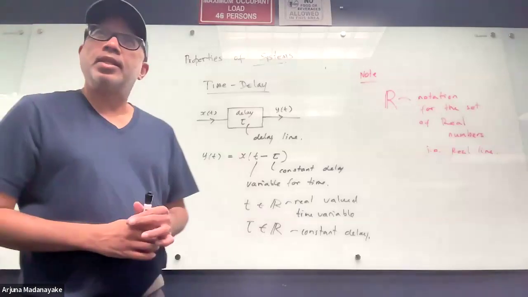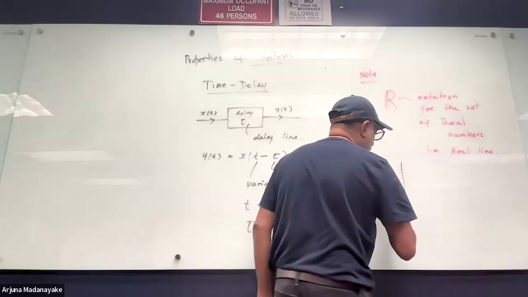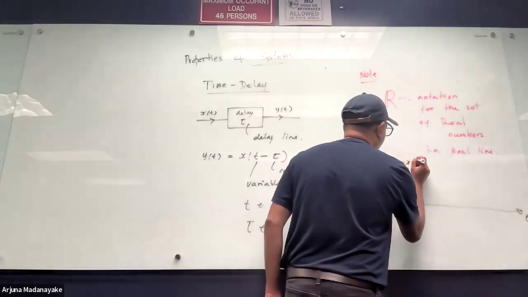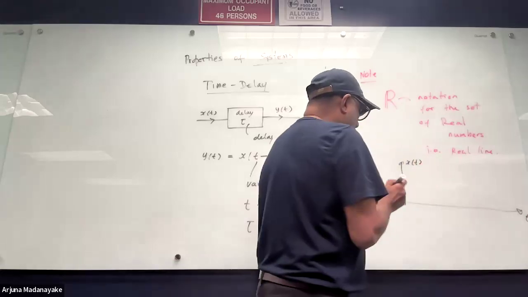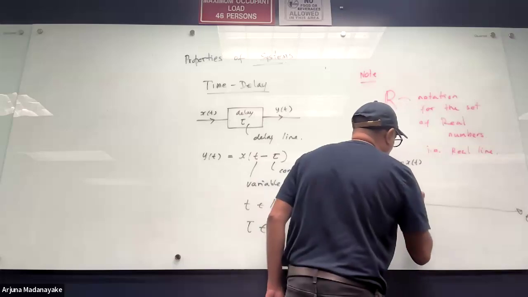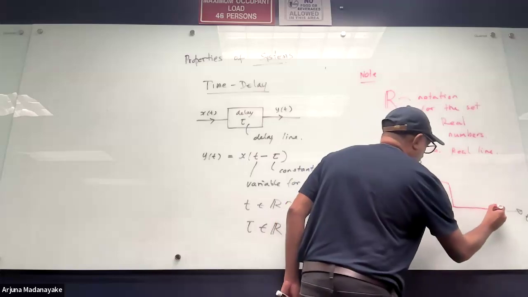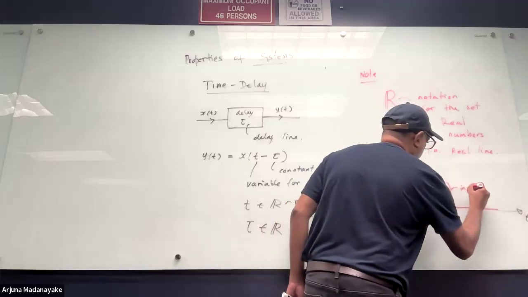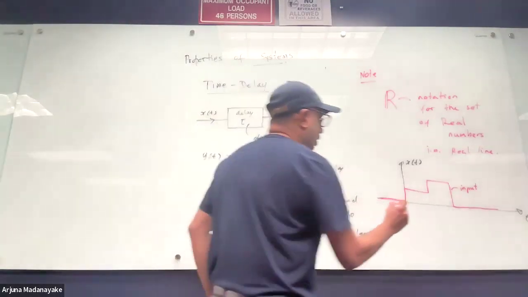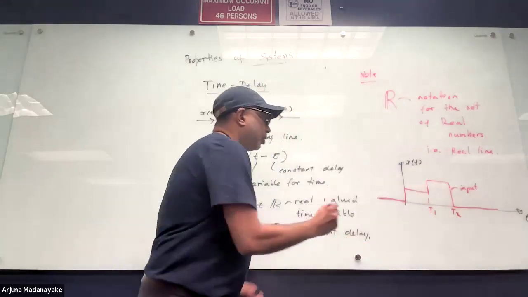So we can visualize this in a graph. Let's say we have a waveform, time and x of t. For simplicity, I'm going to start with time equals 0. Let's say my waveform does this. This is my input. Let's say this is t1, this is t2. This is time 0.